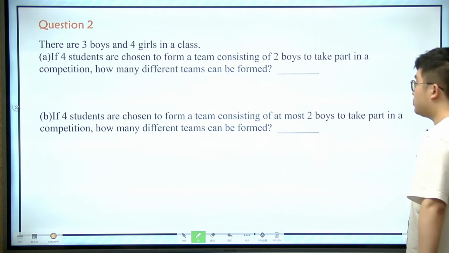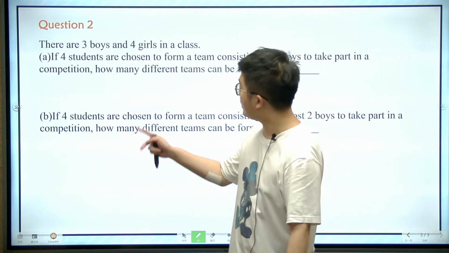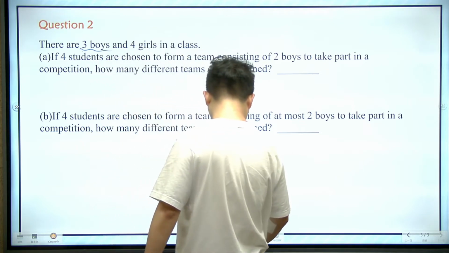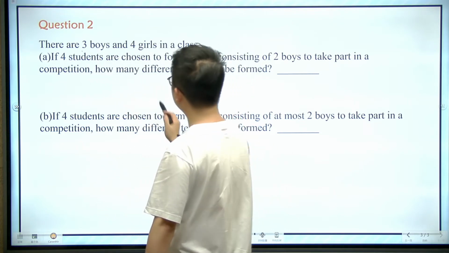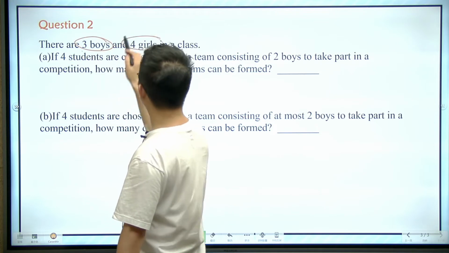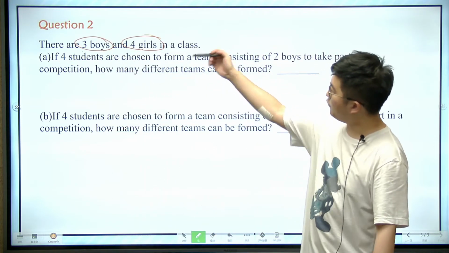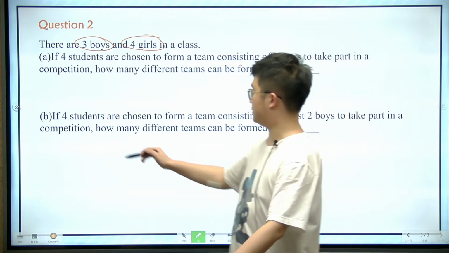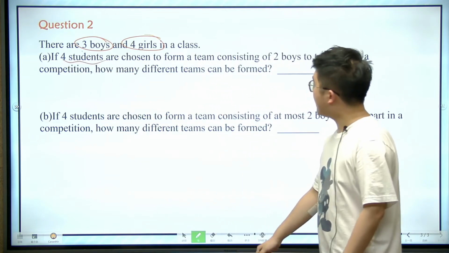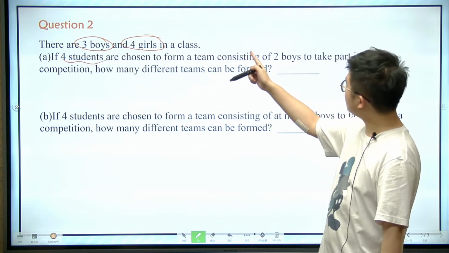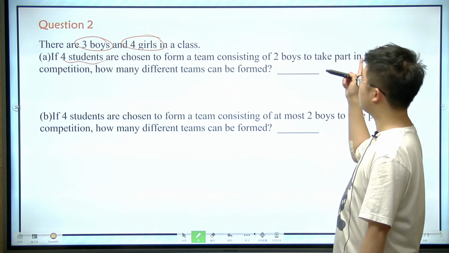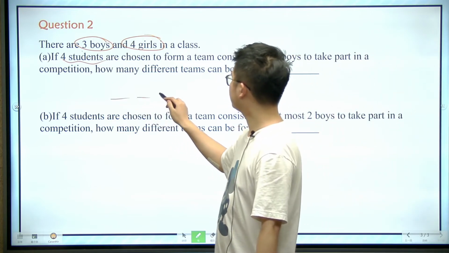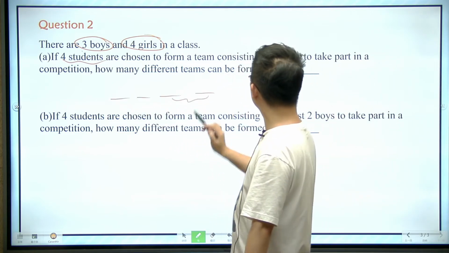All right, so let's see question number 2. There are 3 boys and 4 girls in the class. If 4 students are chosen to form a team, and this team must include 2 boys to take part in.